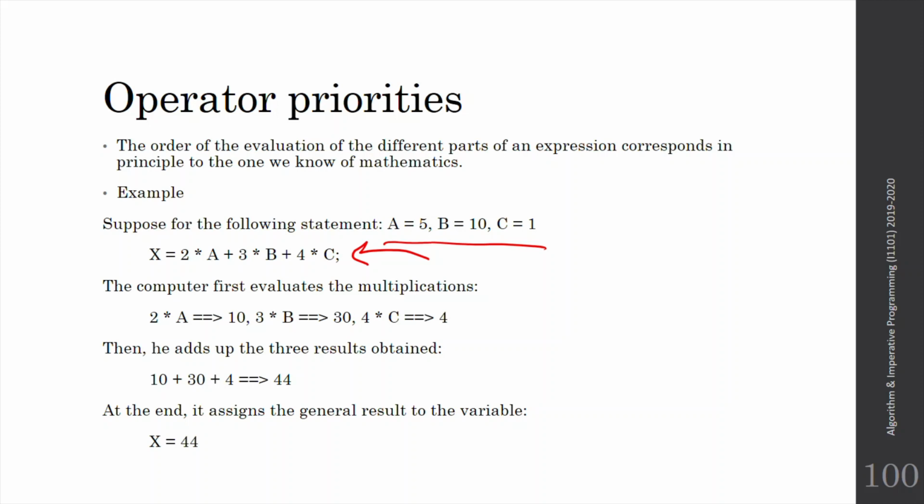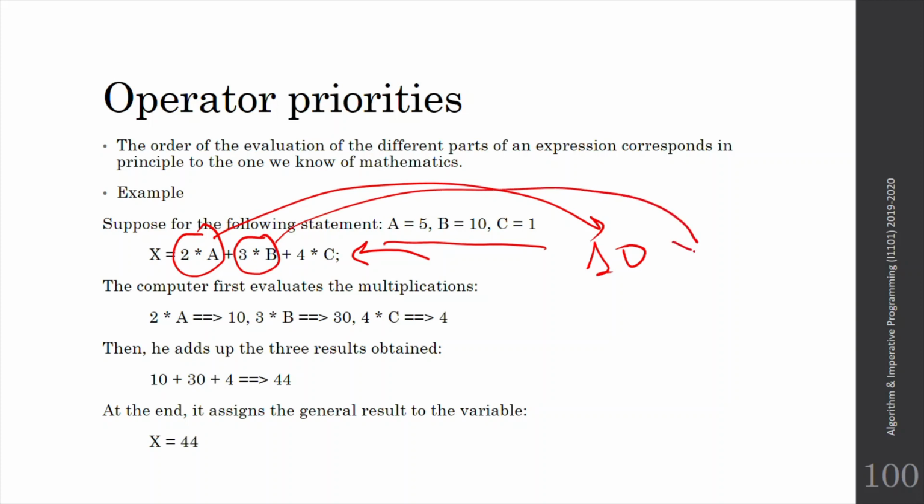So how will the computer work? First, the computer will see that we should evaluate 2 multiplied by a. In a we have 5, so it will give 10 here. Then it will evaluate 3 multiplied by b. In b we have 10, and 3 multiplied by 10 will give us 30. Then 4 multiplied by c, and in c we have 1, so we'll have 4.